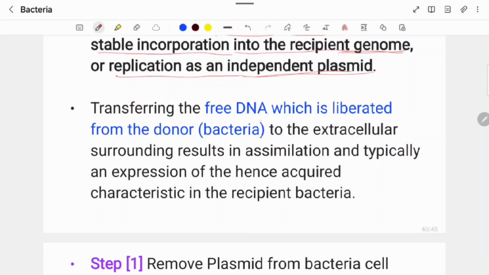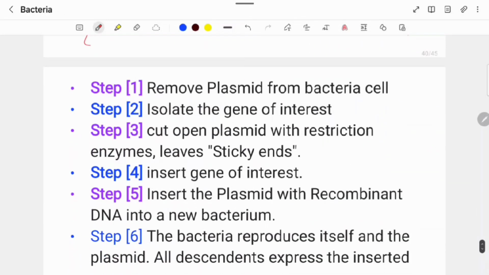Let's leave this part. The steps of transformation. What are the steps of transformation in bacteria? Step number one, remove the plasmid from bacterial cell. Step 2, isolate the gene of interest. Step 3, cut open plasmid with restriction enzyme. Leaves sticky ends.